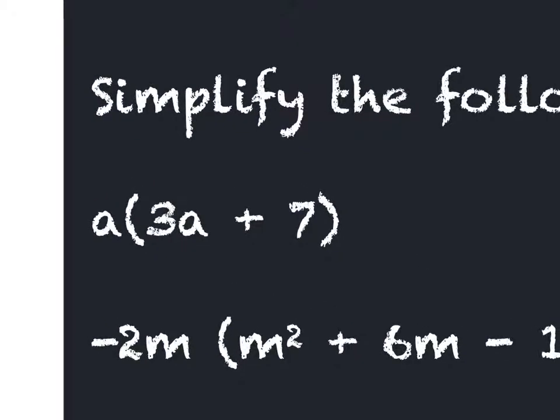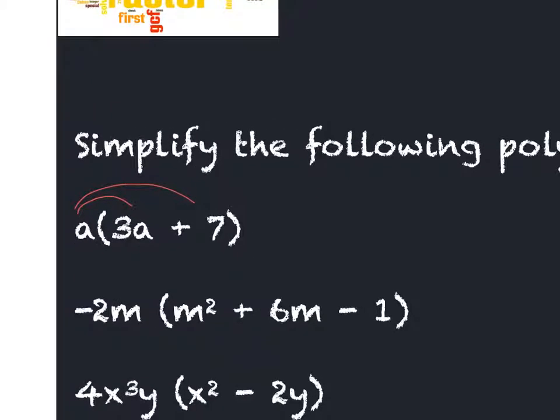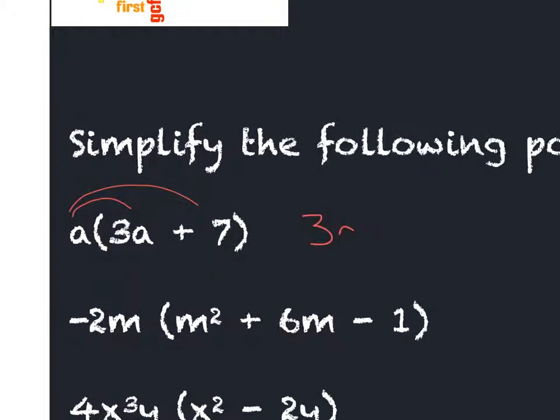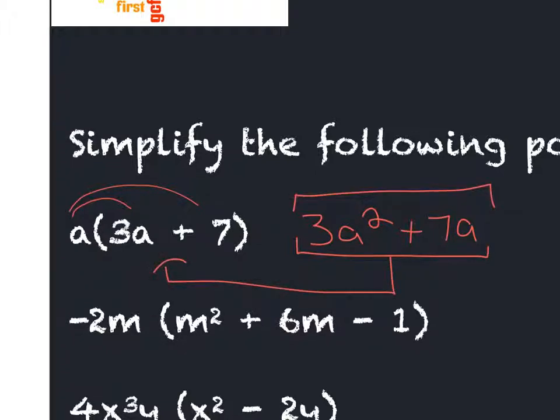So we know how to multiply these already. We know how to multiply a monomial with a binomial. We just distribute that monomial to each of the terms inside of that binomial and use the product rule. So a times 3a is 3a squared, and a times 7 is 7a, right? So what we're doing today is we're going to be given this, 3a squared plus 7a, and we're going to work backwards so that we can change it back to a product.